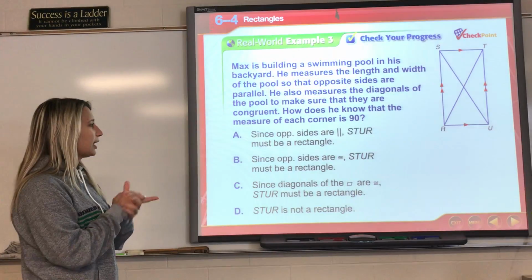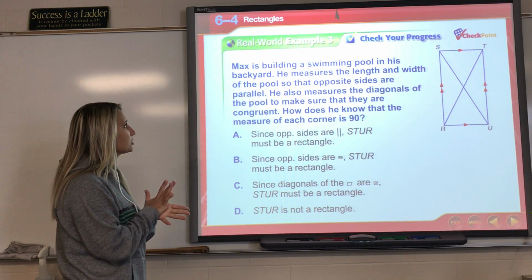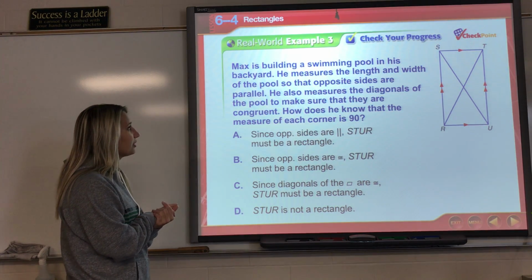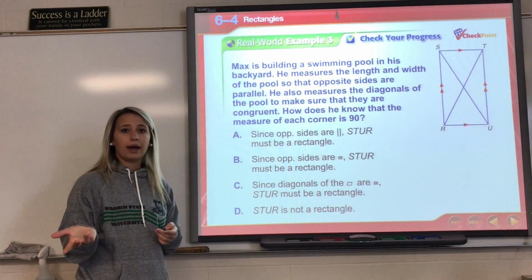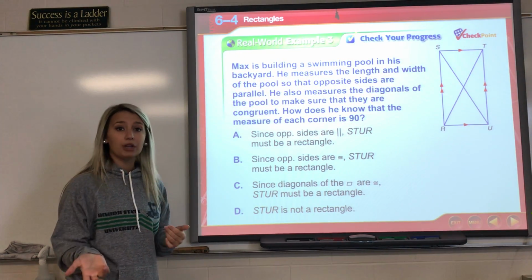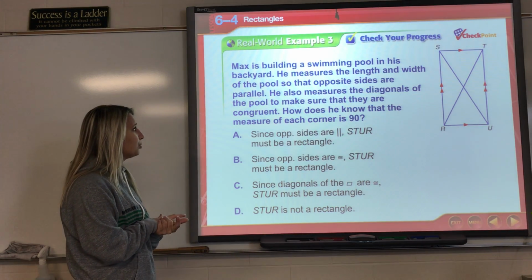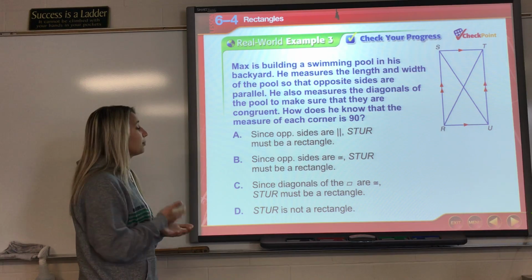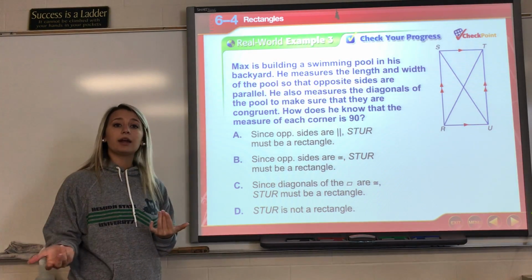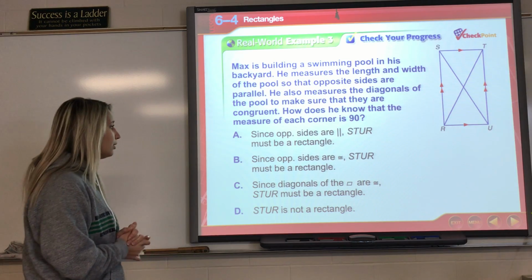Okay, here's another one for you guys to try. It's a little bit different, okay? So now we're talking about a swimming pool. We're measuring the length and width of the pool so that the opposite sides are parallel, okay? The opposite sides are parallel, so now we know it's a parallelogram. He also measures the diagonals of the pool to make sure that they are congruent. How does he know that the measure of each corner is 90? In other words, how does he know that this pool is going to be a perfect rectangle?